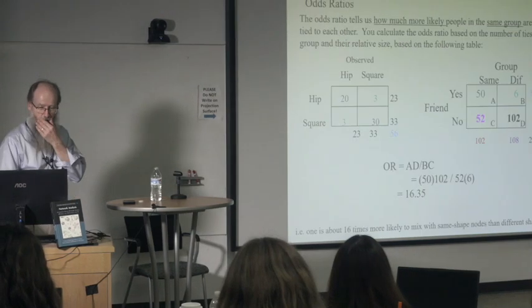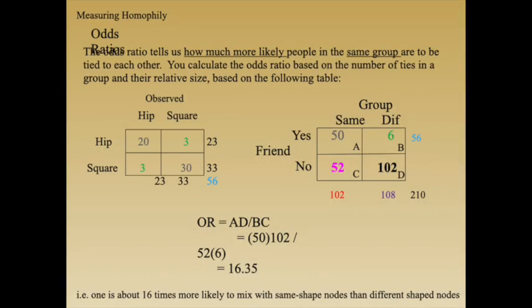The formula is there for this, if you want it. For this little network of the hips and the squares, the odds of a within-group tie by shape is about 16 times the odds of a tie between groups. That's how you would interpret that measure.